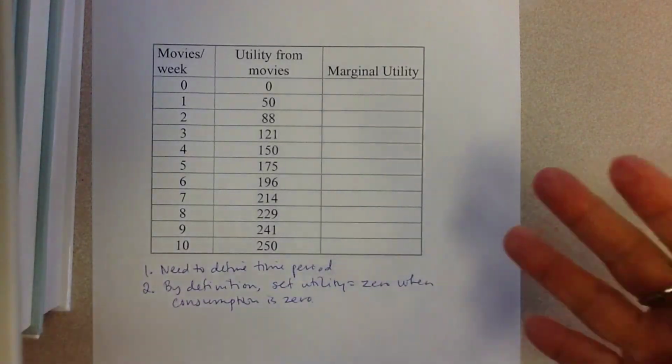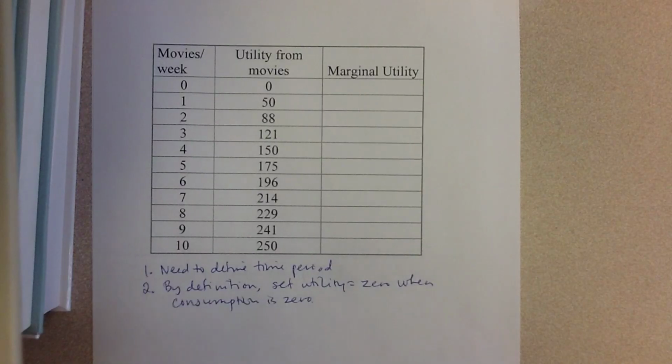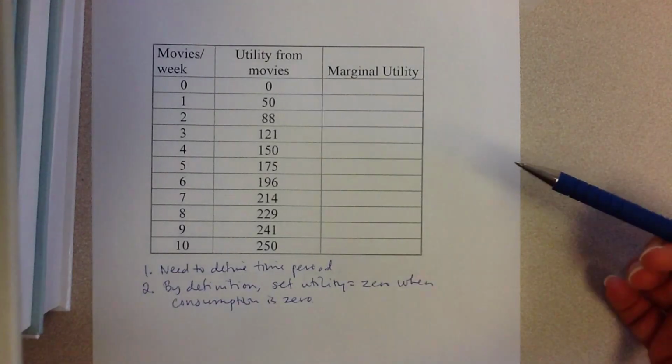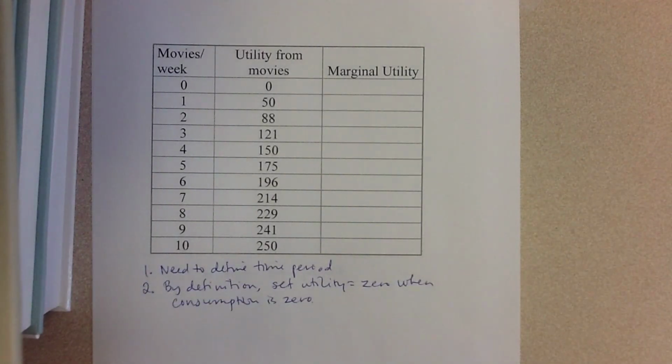Now, these are arbitrary numbers, just like temperature, right? Freezing is 0 in Celsius, and it's 32 degrees in Fahrenheit for the freezing point of water. We could make utility from 0 movies to be 32. We could make it negative 500. We can make it any number we want. We're just choosing to make it 0 because that is convenient. So that's how we're going to go forward with it.